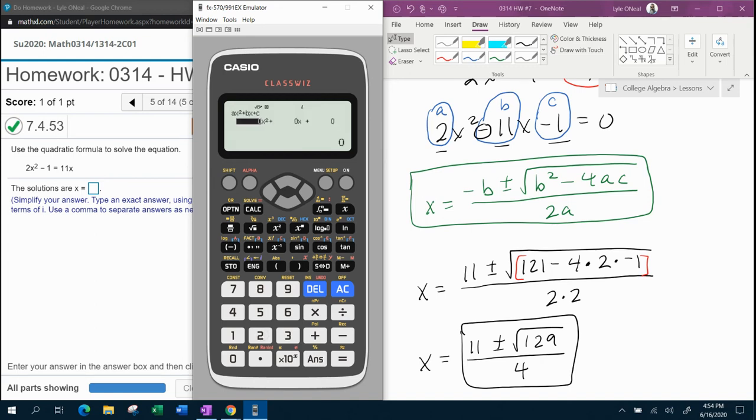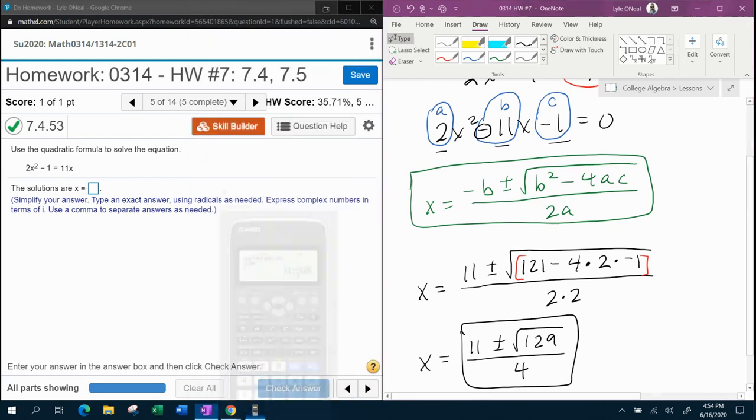And then the value for A is 2. B is negative 11. And C was negative 1. And then if we hit equals, you're going to see that the Class Whiz actually gives us the answer in simplest radical form. So there's the plus. If I hit equals again, it gives me the minus. So it's a plus or minus answer there.